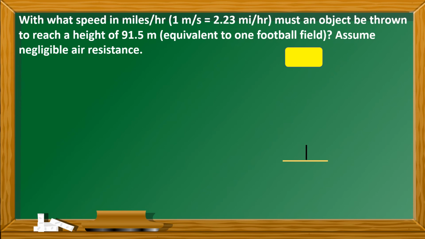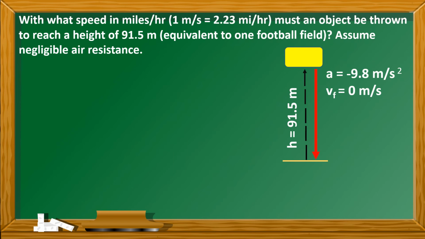So we have the object. It was thrown to a height of 91.5 meters, then it falls downwards. Now we have to get the speed of the object in miles per hour. So the variables given: the acceleration is negative 9.8 meters per second squared, the final velocity is 0 meters per second, while the distance is equal to 91.5 meters. We have to find the initial velocity and the time taken.